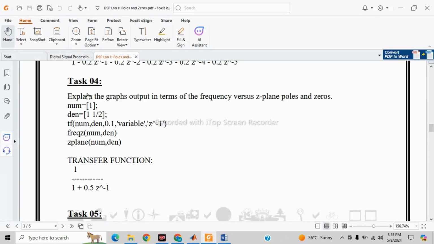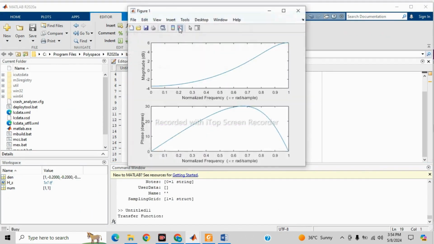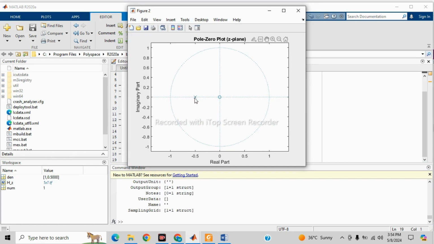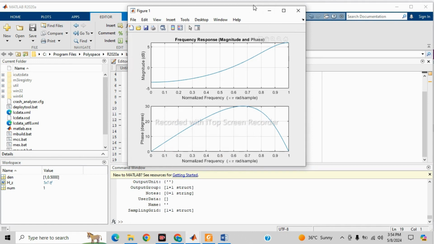Next we have task number 4, that is explain the graph's output in terms of the frequency versus Z-plane, poles and zeros, and this is the code as previous, and I have to write it in MATLAB here. This is the code, and the output for this is here. This is the pole and this is the zero. Pole zero plot in Z-plane, and this is the frequency response, magnitude in decibels and phase in degrees as previous.